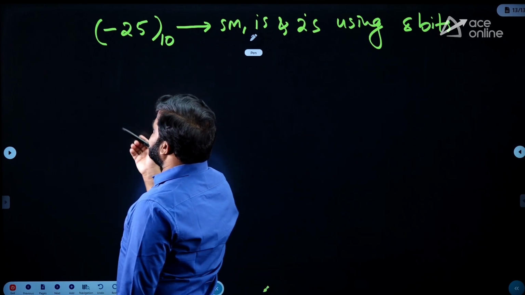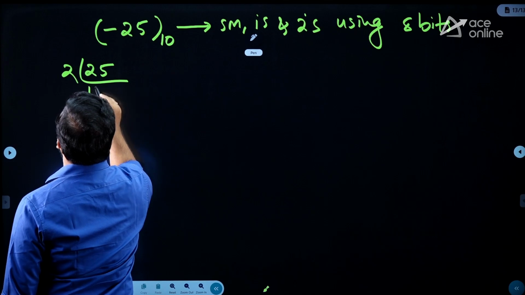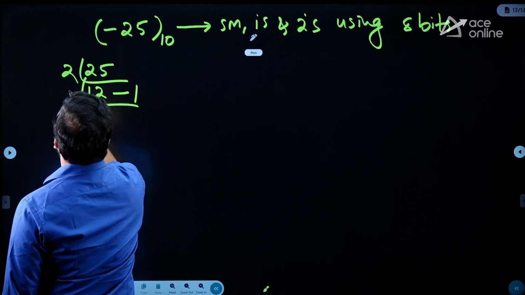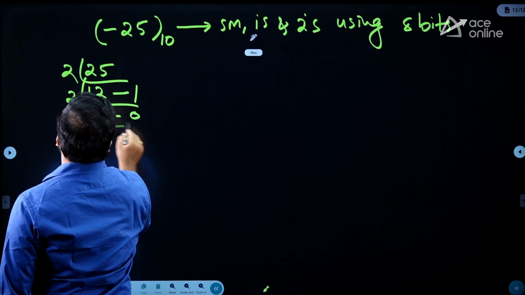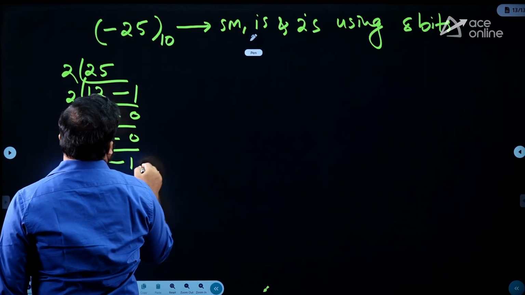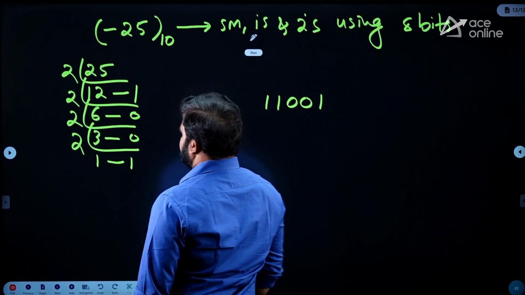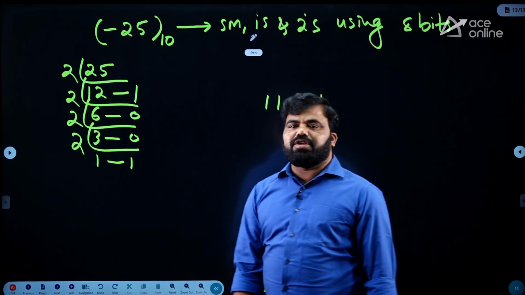Simply signed magnitude: sign plus magnitude. Let me get the magnitude bits. 25, divide by 2 gives 12, remainder is 1; 6, remainder is 0; 3, remainder is 0; 1, remainder is 1. Then what we get here? 1 1 0 0 1 is the magnitude.